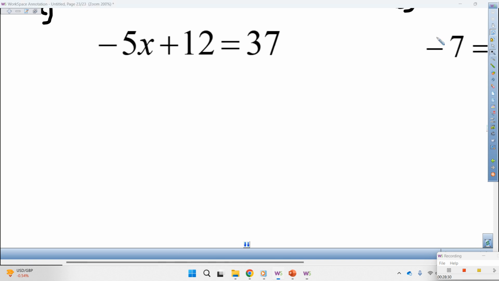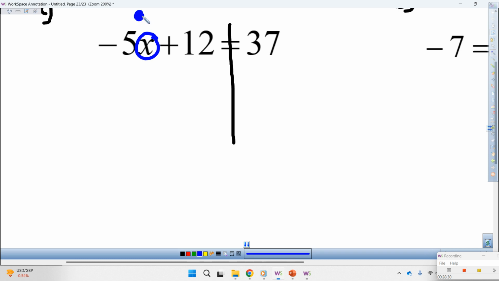Line down your equal sign. Now check this out. Can we simplify this side anymore? No. This side anymore? No. So circle your variable. What is the negative 5 doing to x if it's on the left side? It's multiplication. So put a big dot right there so you know that it's multiplying. However, we have a 12 next to it. What is that doing? Addition. So whenever you have two operations like that, always start with addition and subtraction and do the opposite.